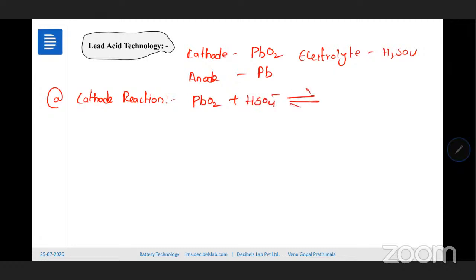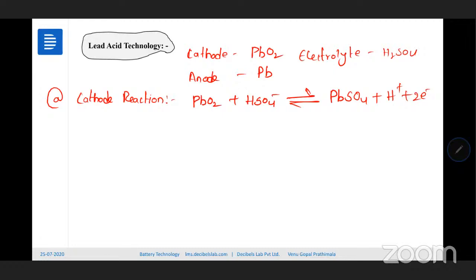Whenever I represent double arrows, it means the reaction is reversible. In rechargeable batteries, a reversible reaction must take place. If it is irreversible, then we can't say they are rechargeable or secondary batteries. They would come under primary batteries, which we can't recharge. So this is the governing equation for the cathode.